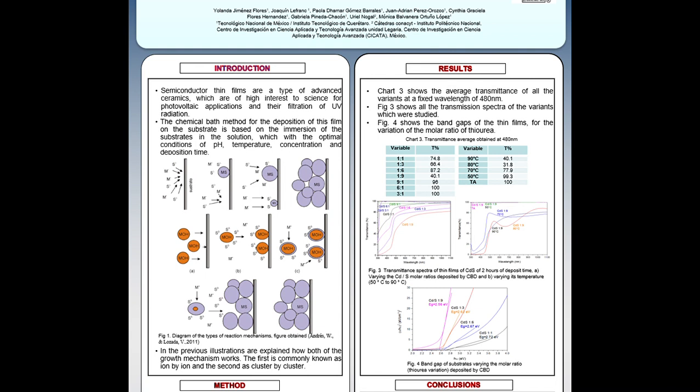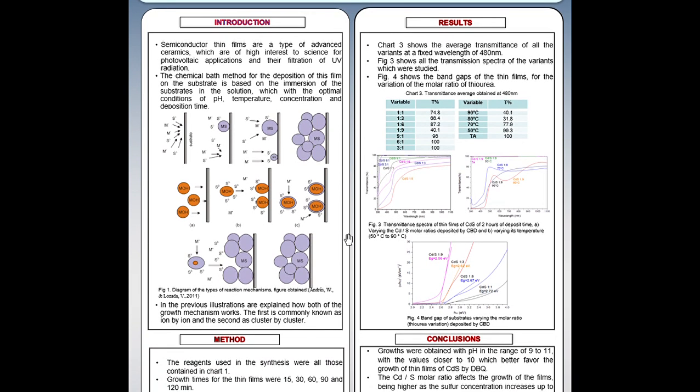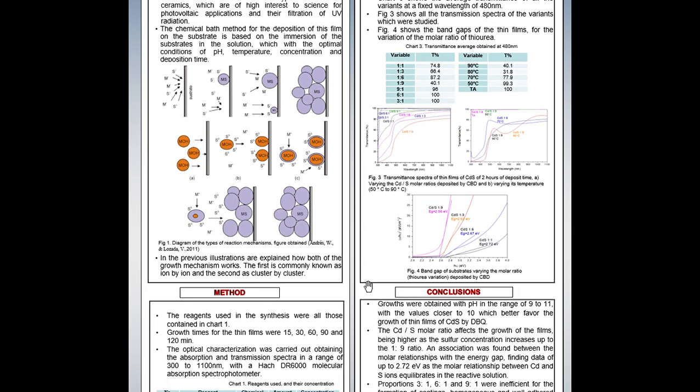Now on the left side we have the spectra for the whole variation in molar ratio, and on the right side we have the variation for temperature. Now below the variation of molar ratio we have the graph used for calculating the energy gap by extrapolating the straight portion of the line of the graph versus the energy of the photon.